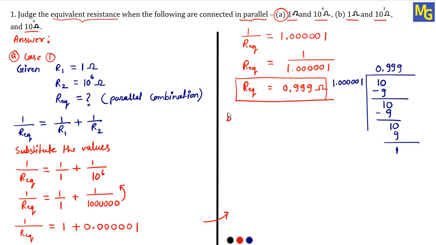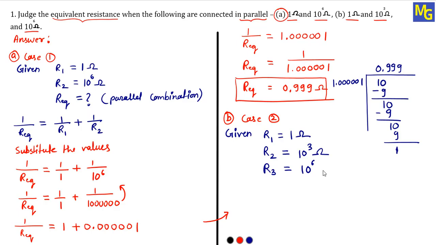I'll write it here, B, case 2. Here also first we will write what is given. R1 is 1 ohm, R2 is 10 raised to 3 ohm. Here we have 3 resistances, so R3 is 10 raised to 6 ohm. So we have a total of 3 resistors, and we have to find the equivalent resistance in parallel combination. So again I'll write R equivalent is equal to question mark, and we are going to connect them in parallel.